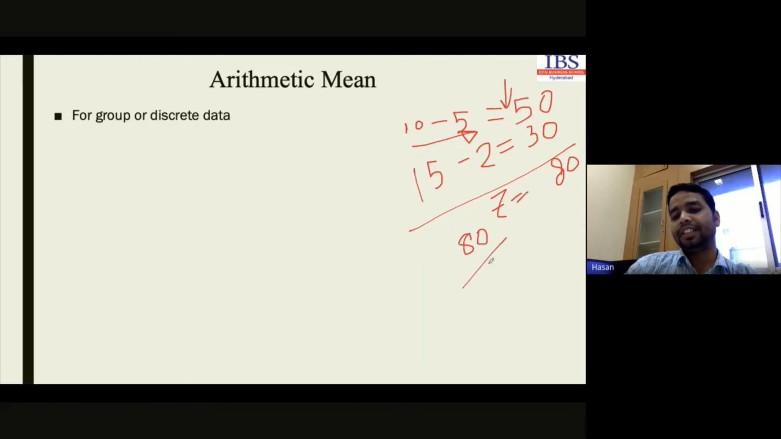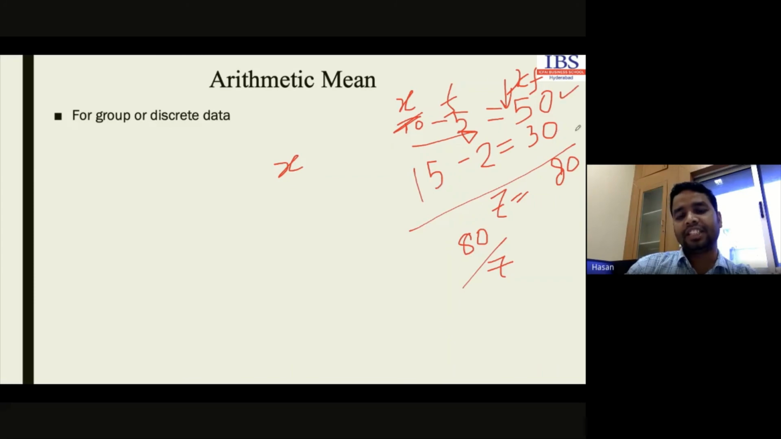Okay, 80 by 7. So in that case, we know that this is our x value, this is our target value, and this is our frequency. So how do we compute the average here? This is x into f. We have already done this, x into f, right? This x will be multiplied by f, and we will get the total value here.